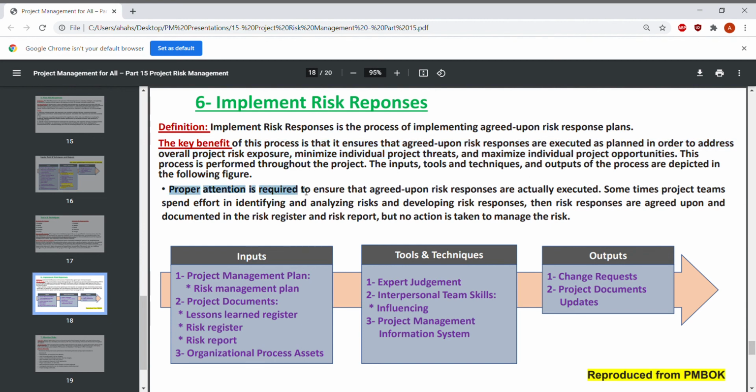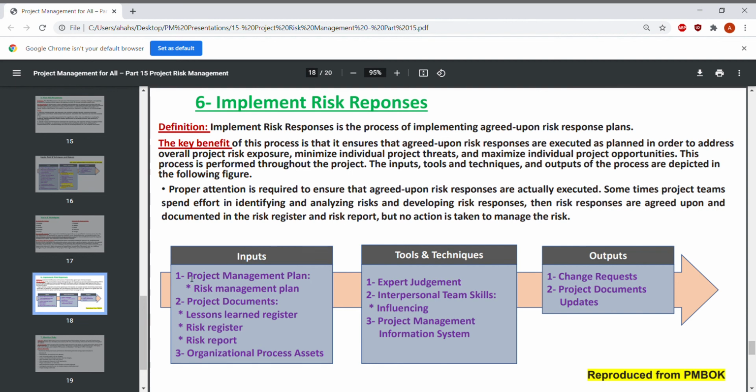Proper attention is required to ensure that agreed upon risk responses are actually executed. Sometimes project teams spend a lot of time in planning, identifying, and analyzing risk, but when it comes to execution of the risk responses, maybe they will not execute them. No action is taken to manage the risk, which is not good. So we need to monitor this process.